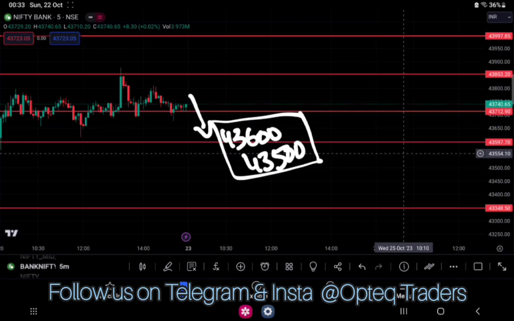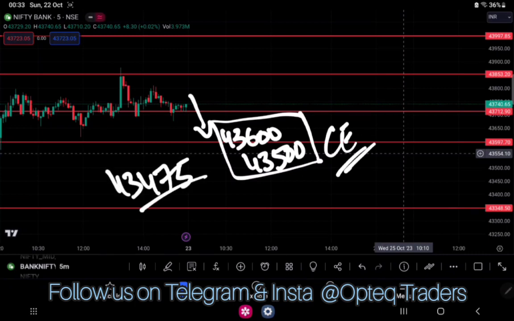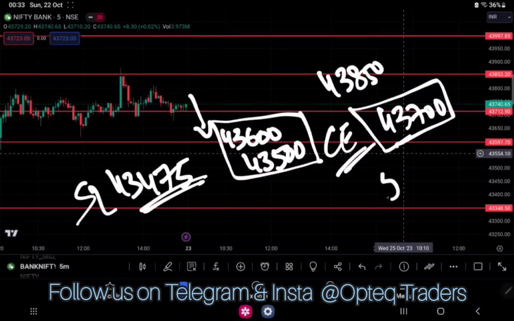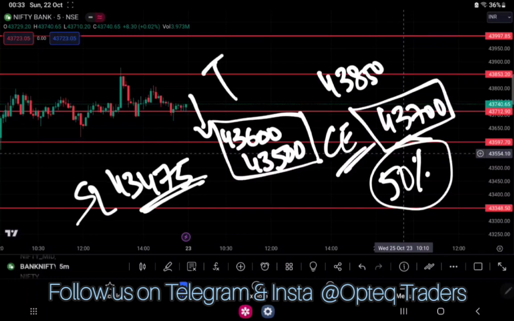Okay, so now if it sustains these two levels, please enter in C with a strict stop loss of 43,475. This will be a strict stop loss. Okay, for a target of 43,700, 43,850. So at 43,700 you de-risk. What is de-risk? You exit 50% of your quantity, and on the balance quantity you trail SL till 43,850. Okay, so this becomes your Monday trade plan.